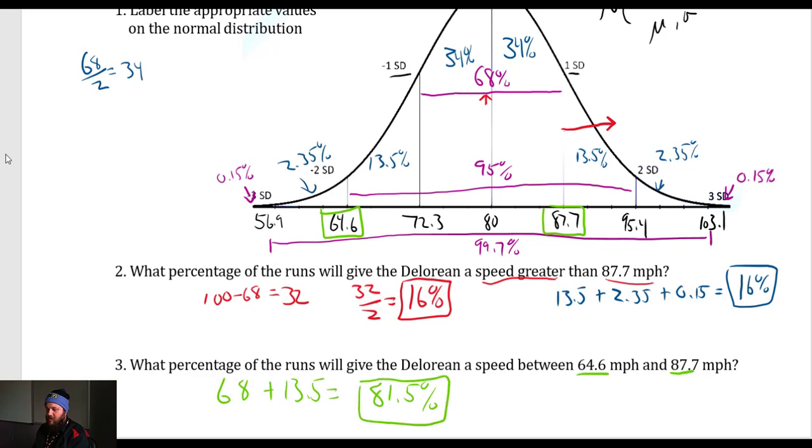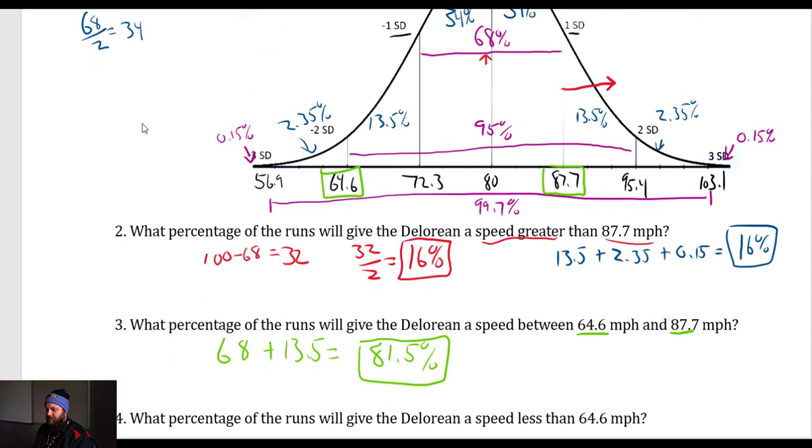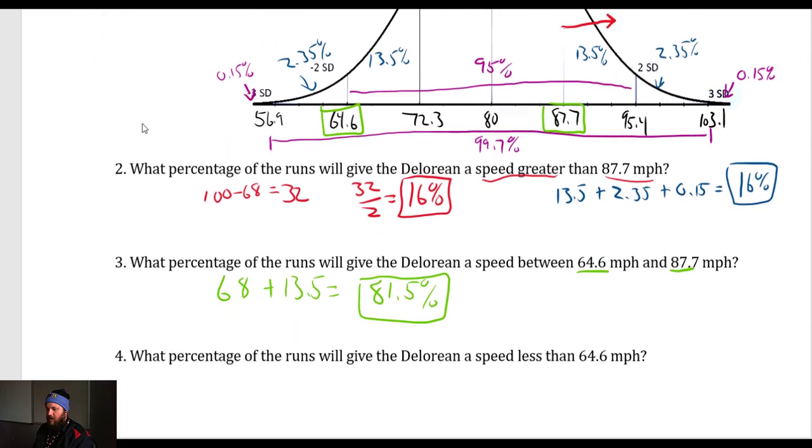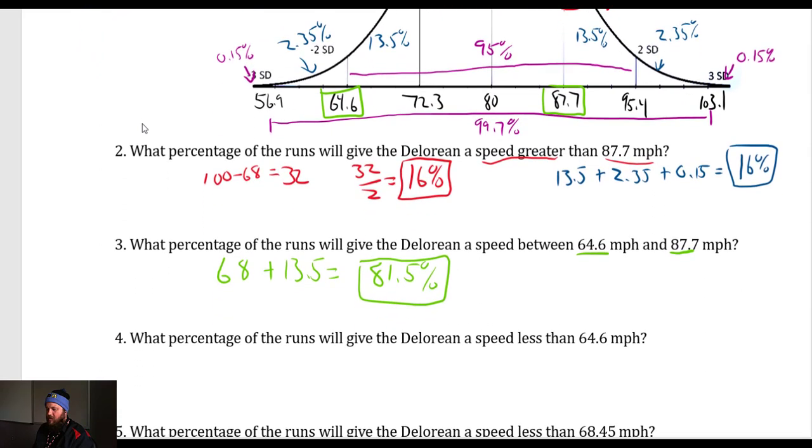So what percentage of the runs will give the DeLorean a speed between 64.6 and 87.7 miles per hour? 81.5% of the runs. Okay, so what percentage of the runs will give the DeLorean a speed less than 64.6? What percentage of the runs is less than that?